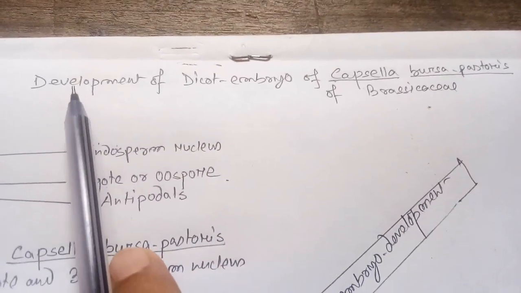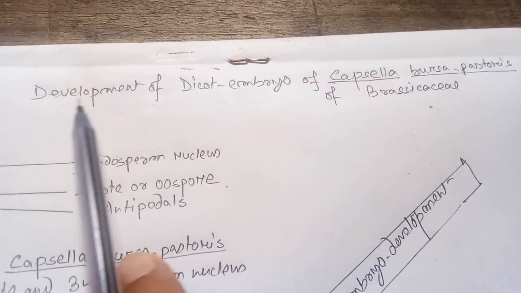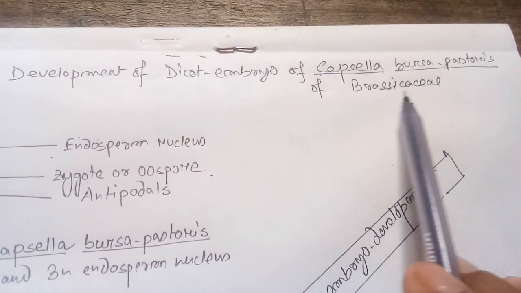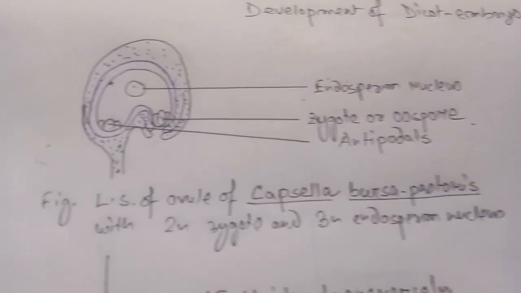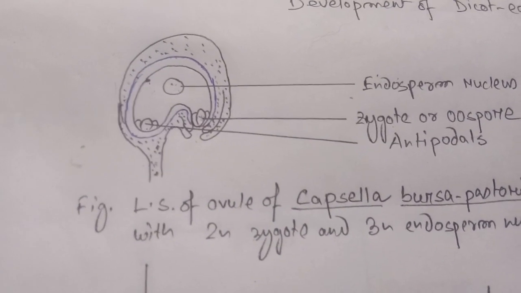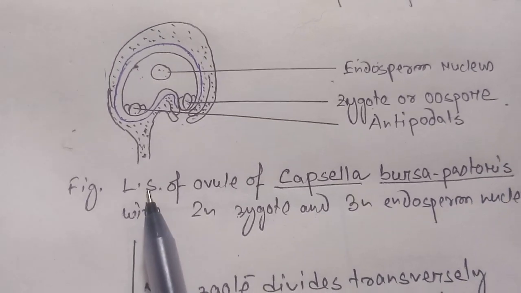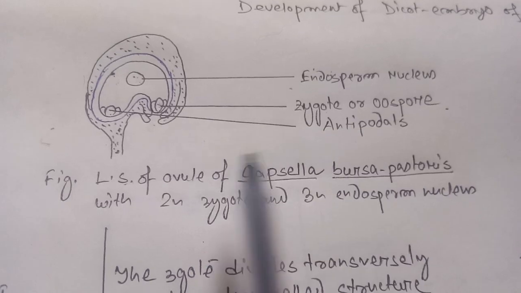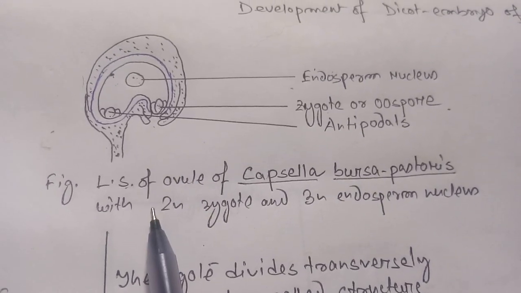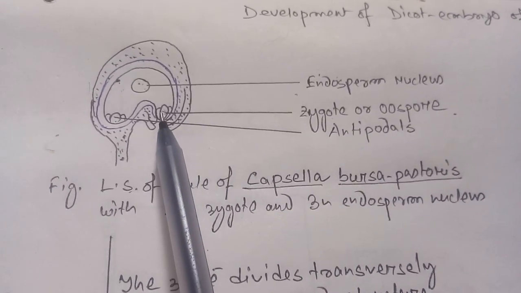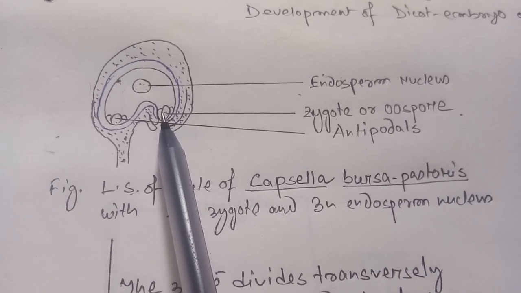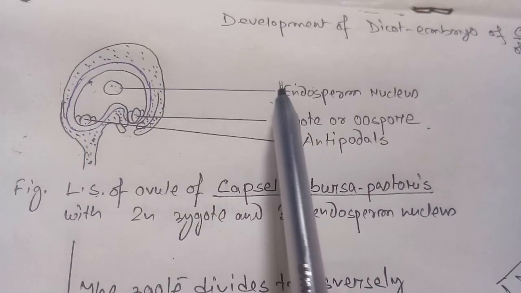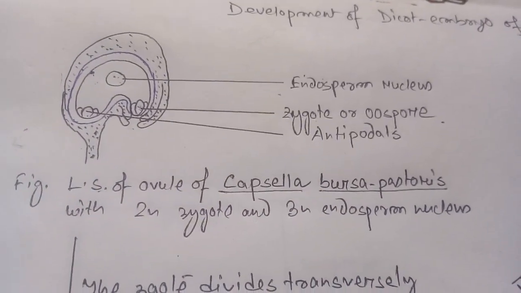Dear students, now I am going to discuss the development of the dicot embryo of Capsella bursa-pastoris of the family Brassicaceae. And this is the LS of the ovule of Capsella bursa-pastoris just after fertilization. Here the egg has been converted into a diploid zygote, and the polar nuclei have been converted into the endosperm nucleus.